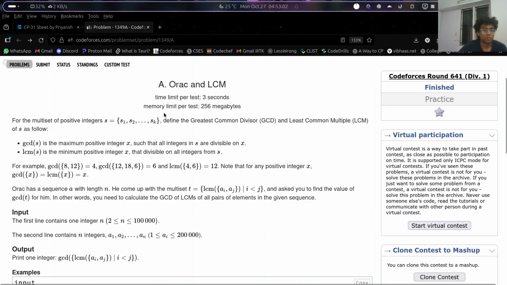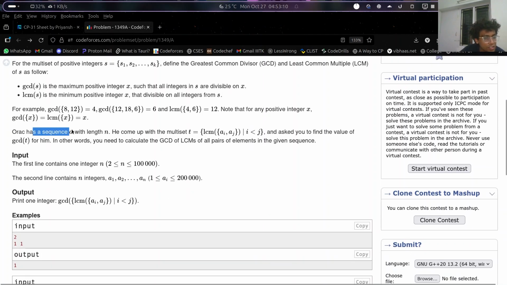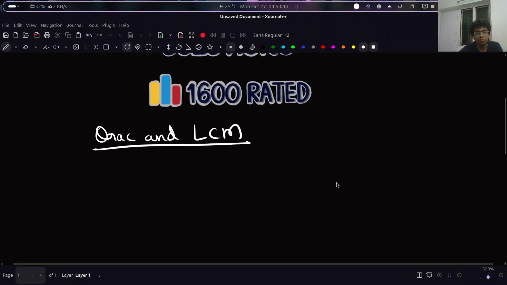Yeah, so basically let me just simplify the problem down. They're defining GCD and LCM, and then they're saying given a sequence A of length n, find a multiset such that it is equal to the GCD. So basically we need to find the multiset of LCM of all pairs of elements and then find the GCD of this multiset. Okay, so simply we need to calculate the GCD of all LCMs of all pairs of elements in the given sequence. N goes up to 10 power 5, each element goes up to 2 times 10 power 5. Okay, so straightforward problem.